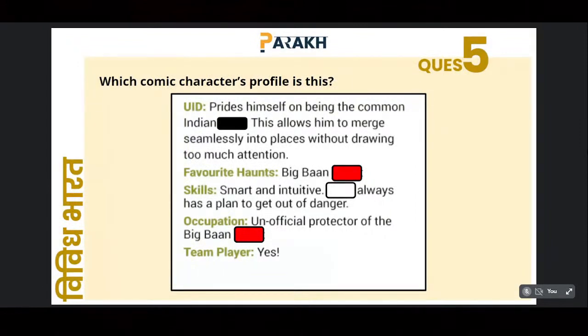So here is the profile of a comic character. You have to identify whose profile is this. No, it's not Shampoo. Uh, it's Kalia from Tintin Comics.